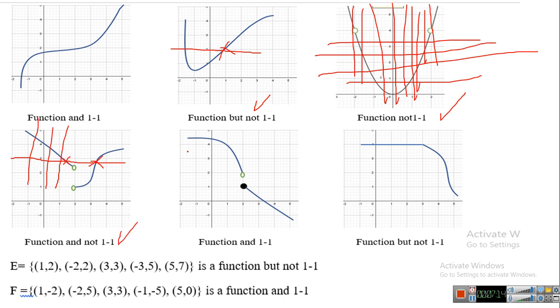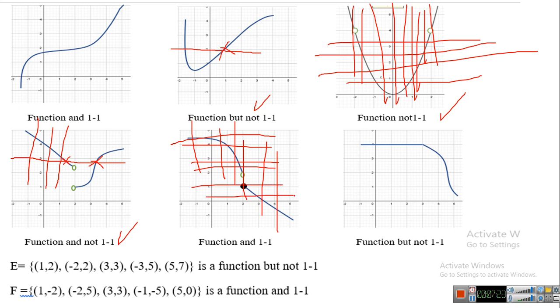Here, it is a function, and if you draw a horizontal line, you have at most one point of intersection, so this is one-to-one. It's a function and one-to-one. Here, this is a function, but if you draw a horizontal line, you have more than one point of intersection, infinitely many, so not one-to-one.